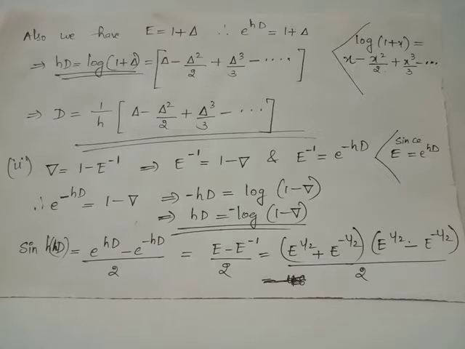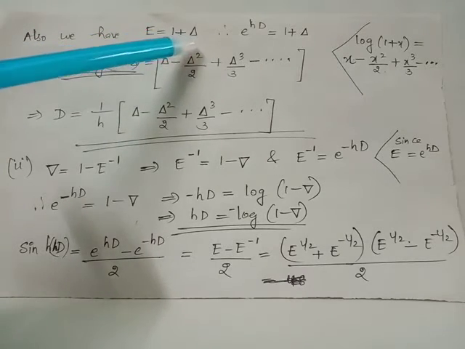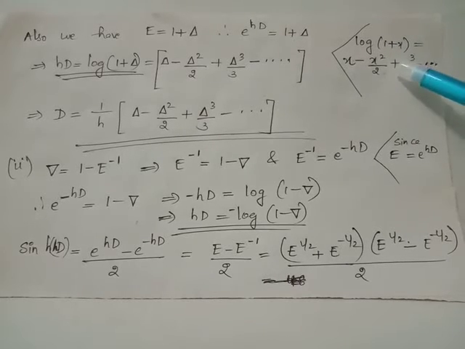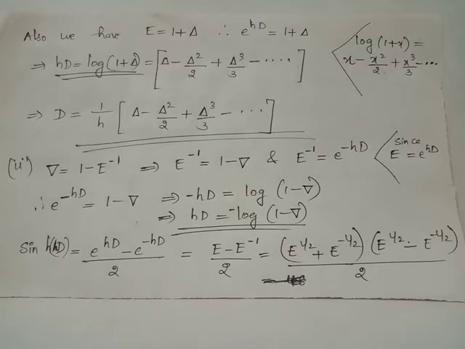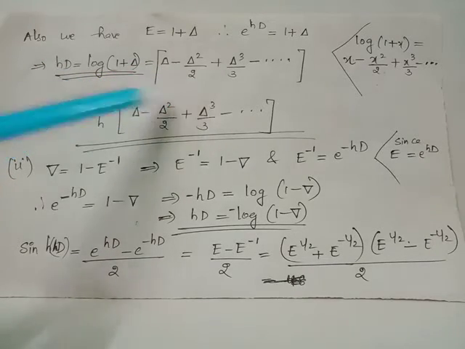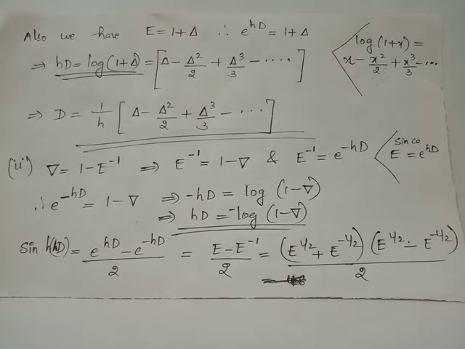Relation between shift operator and forward difference operator is given by capital E equals 1 plus delta. Since we have proved capital E equals e raised to hD, we have e raised to hD equals 1 plus delta. When you take log on both sides, you get hD equals log of 1 plus delta. Since log of 1 plus x has the expansion x minus x square by 2 plus x cube by 3 minus etc., we have log of 1 plus delta can be expanded as delta minus delta square by 2 plus delta cube by 3 minus etc.